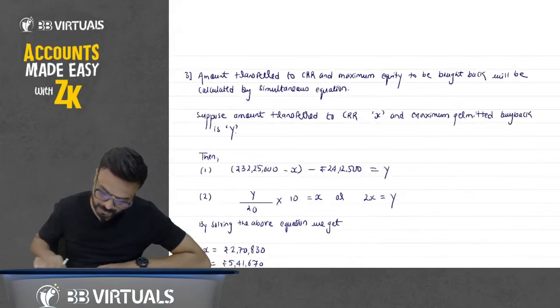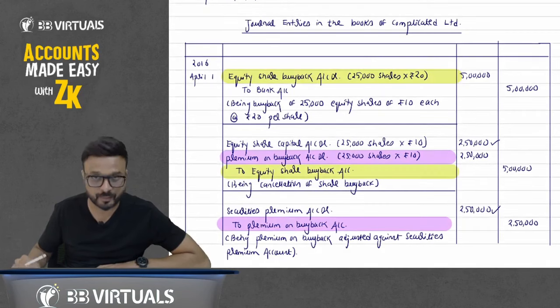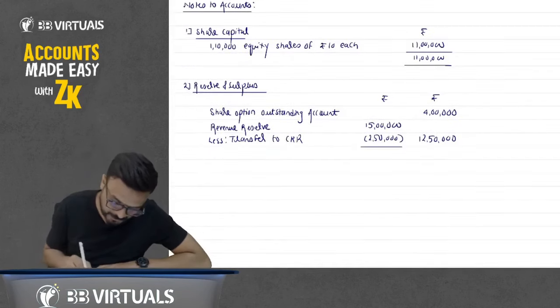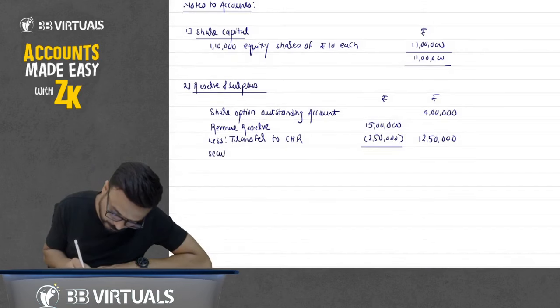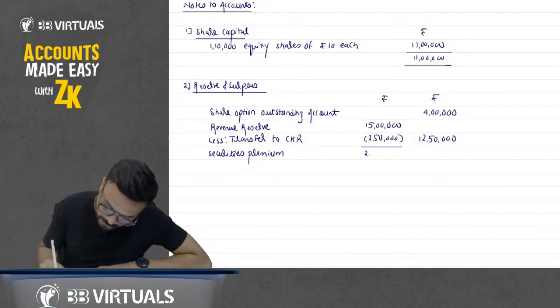Okay. Then after this, we have securities premium 2,50,000. But we have utilized the securities premium here. We have debited here 2,50,000. So on outer column, zero will come. So write down there securities premium. How much we have here?